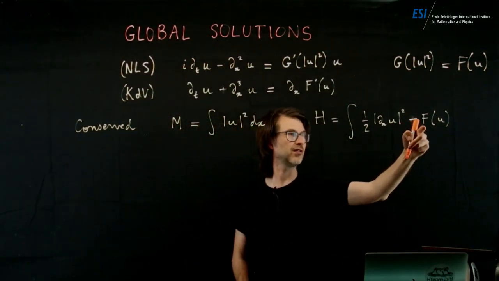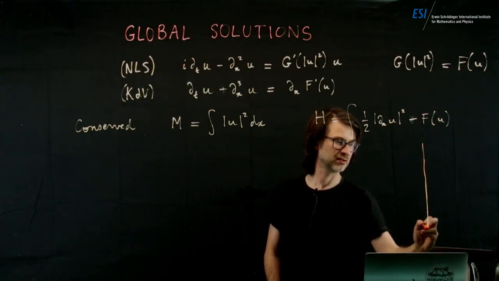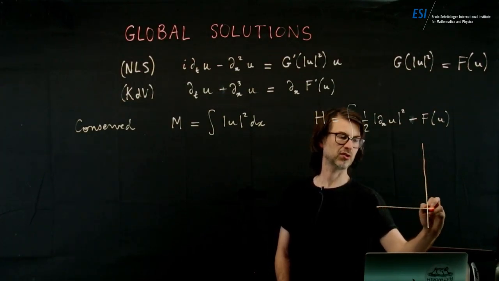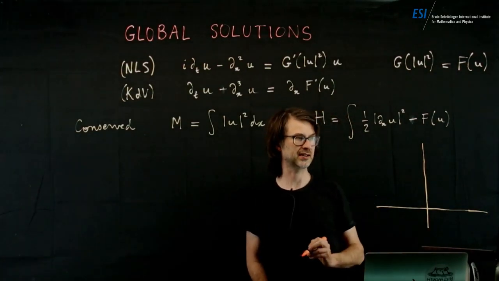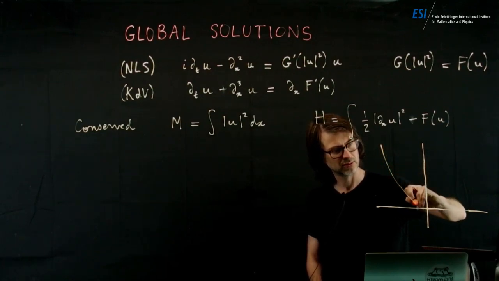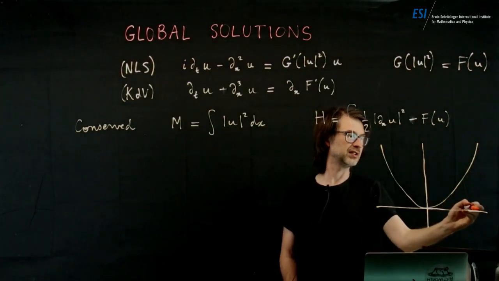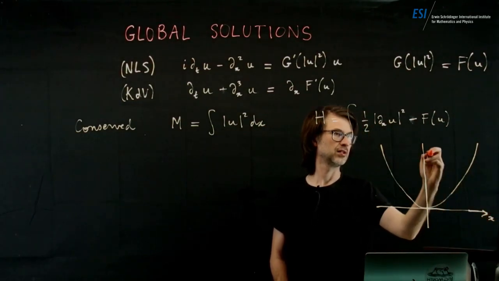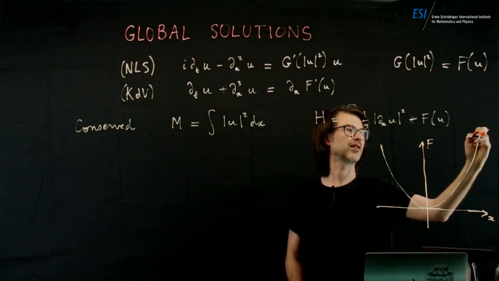So the function f here, we think of it as a nice function. So I don't write exact hypotheses, but I draw a picture. So this is x, this is f, and here it looks like x to the alpha.